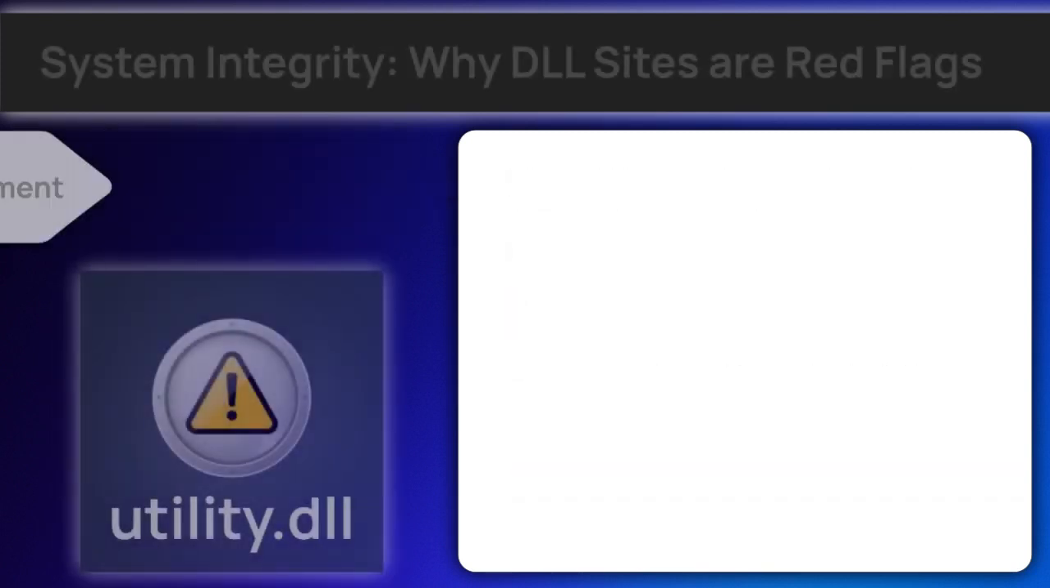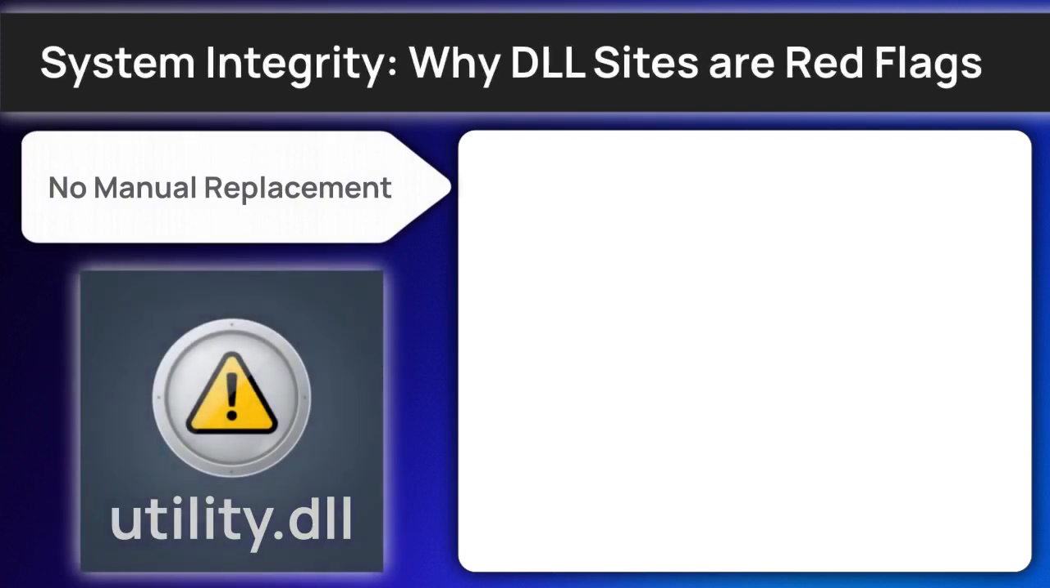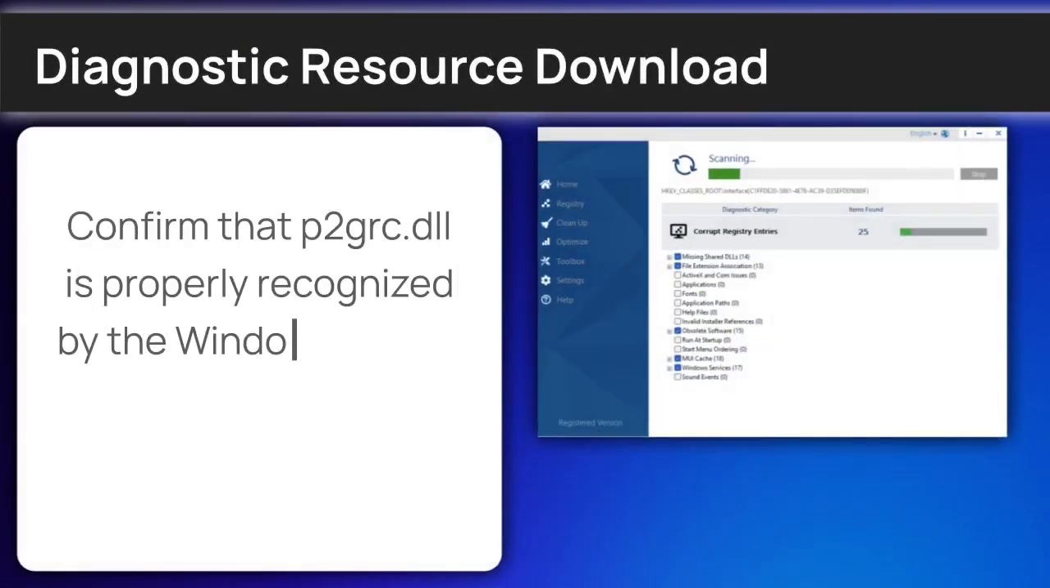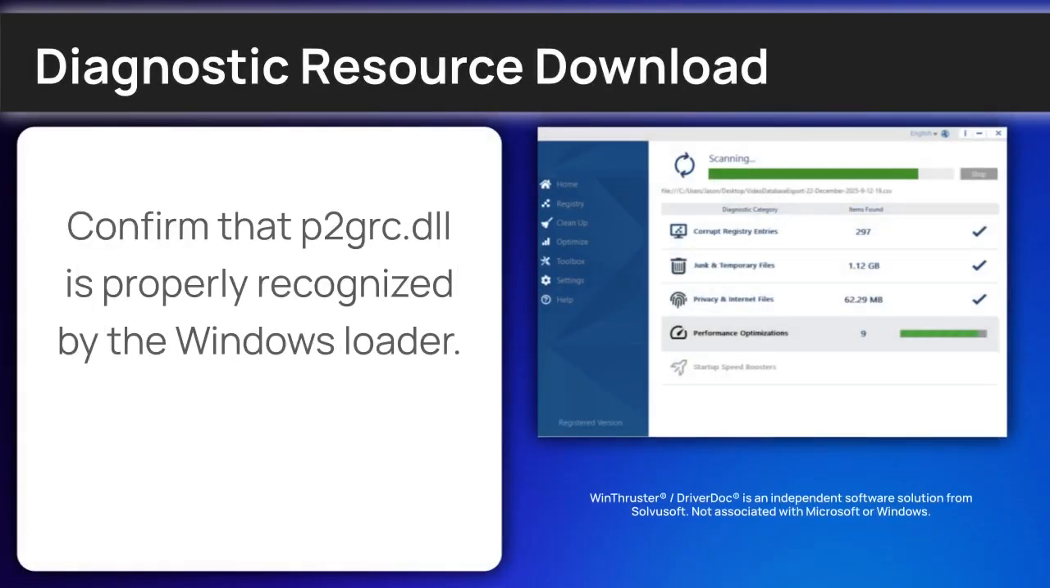Beyond the repair, maintaining a secure workstation requires avoiding a few common technical mistakes. A quick safety warning: never download files like Utility Library DLL from unofficial websites. These files are often outdated or bundled with malware that can compromise your personal data and system security. Using a professional maintenance utility is a proactive step toward keeping your system state healthy and your software synchronized.